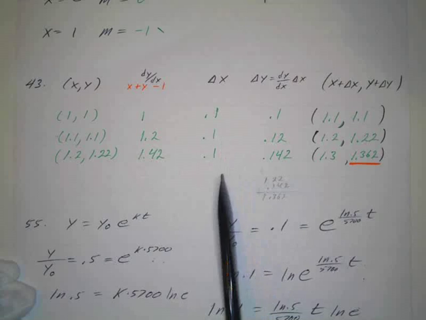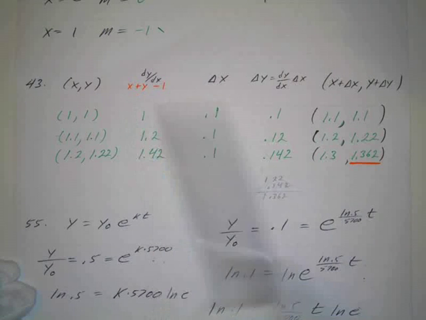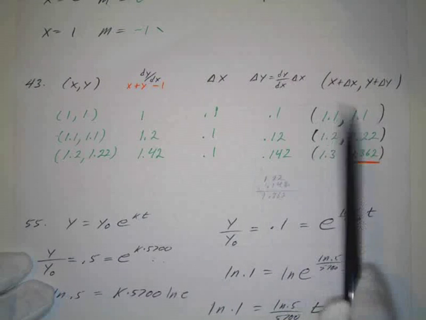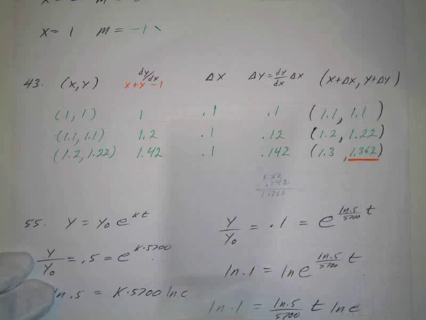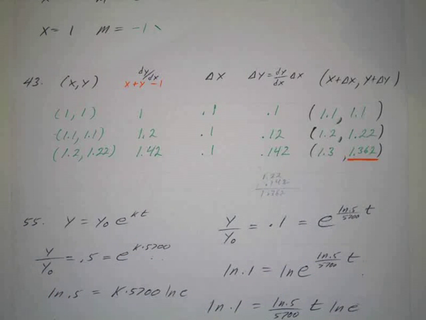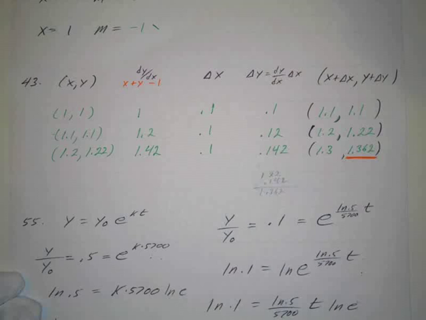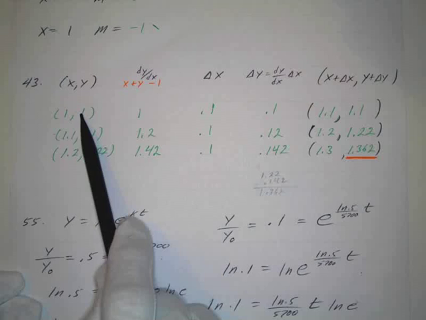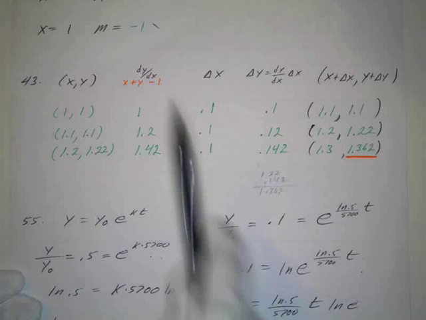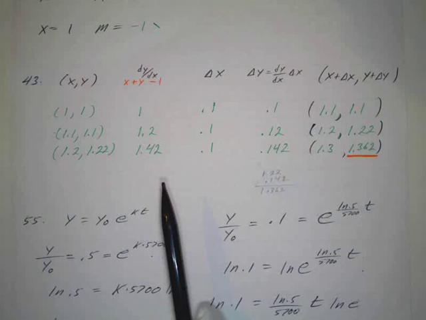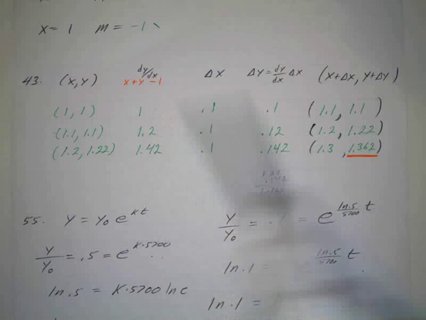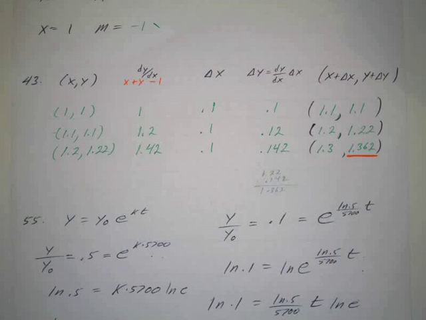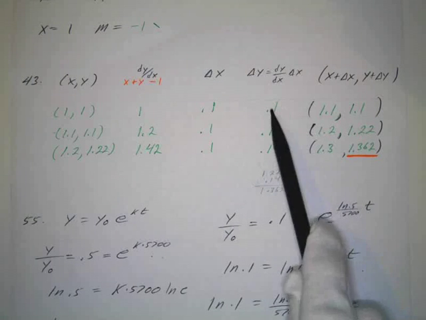So remember, this is your delta x, and delta y is just the slope times delta x, so dy dx times delta x. Then this will give you your new point, x plus delta x, so my starting point plus my change of x, and y plus delta y. So we start with 1, 1. The slope was x plus y, which is 1 plus 1 is 2, minus 1 is 1. And then I multiplied by delta x, which is 1/10, that's given. So I multiply dy dx times 1/10, and I get 1/10, and that's my delta y.